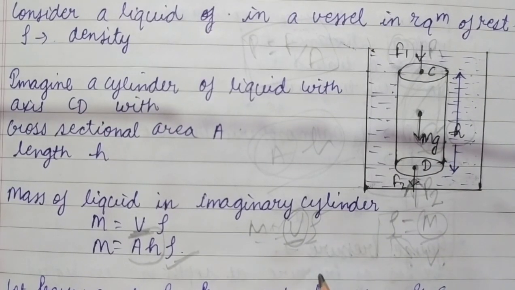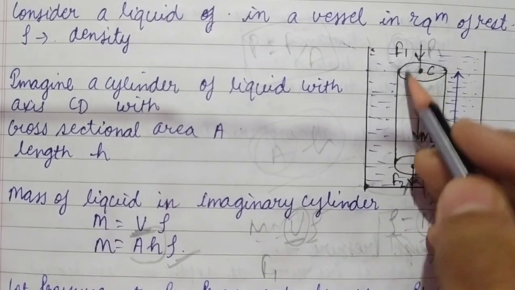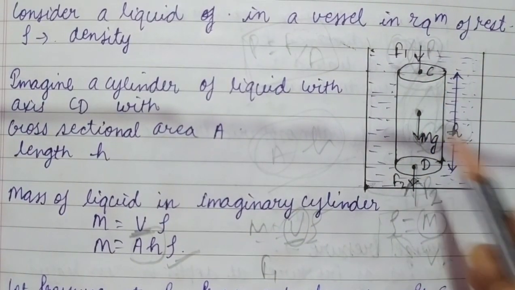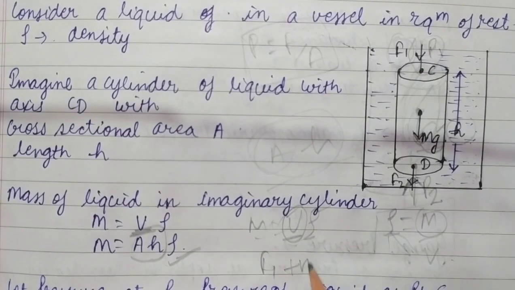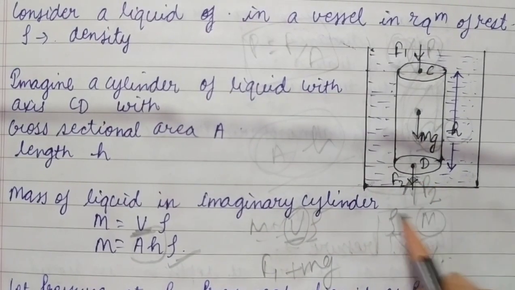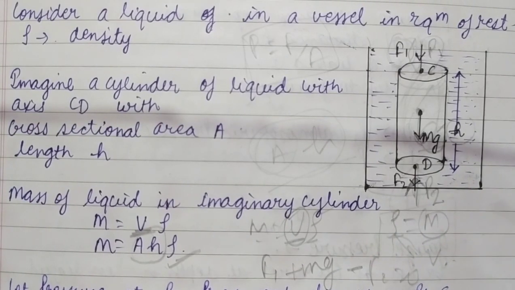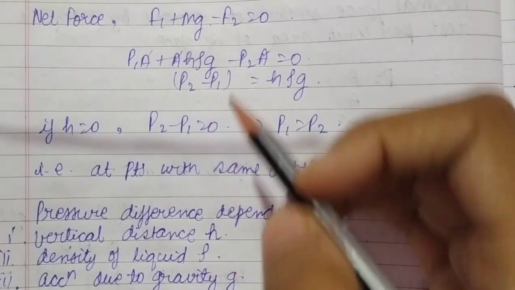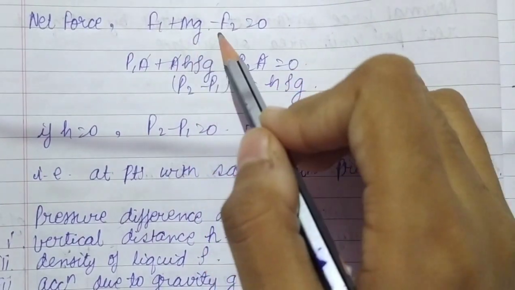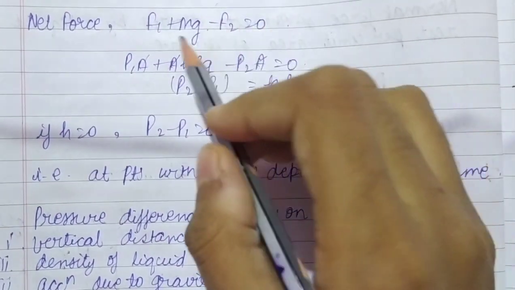So it will be F1 and mg are in the same direction, so it will be F1 plus mg, and F2 is in the opposite direction, so minus F2, it becomes equal to 0. Okay, let us see from here. F1 plus mg minus F2 was equal to 0, and what was F1?